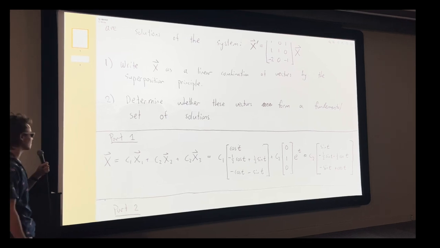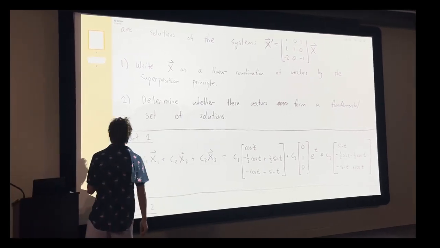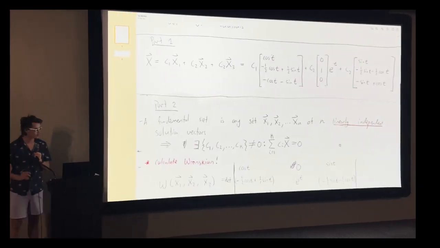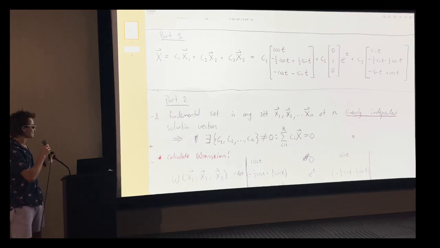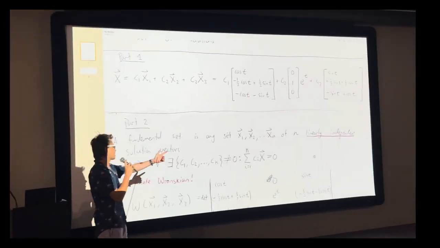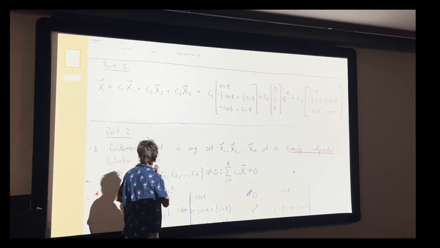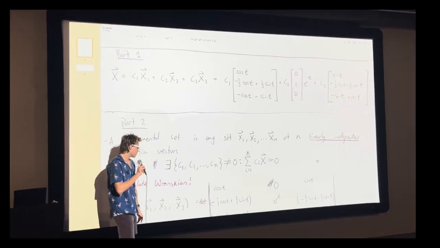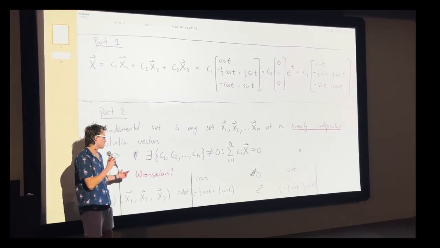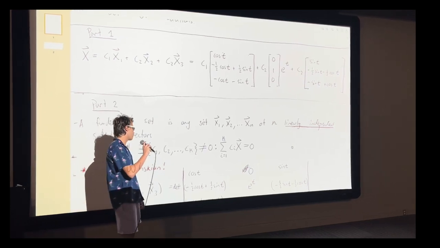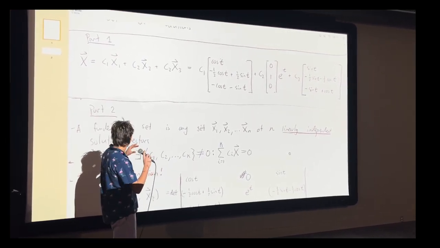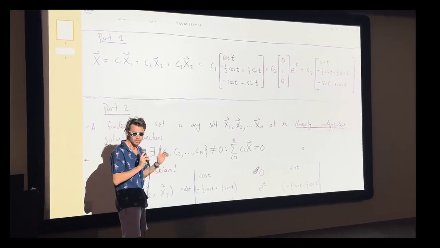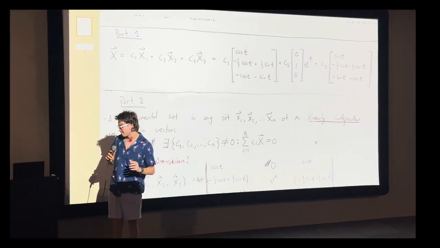But now we've got to determine whether these vectors form a fundamental set of solutions in the second part. So what is a fundamental set? It's any set x1, x2, up to xn of linearly independent solution vectors. So linearly independent means that there exists a set of constants c1, c2, all the way up to ck, not all equal to 0, which mean that the linear combination of x goes to 0 with those constants. So we're looking for a non-trivial solution here.